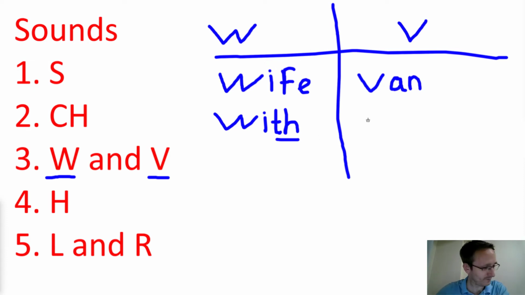So we have with and, ooh, I love this ice cream. It's delicious.